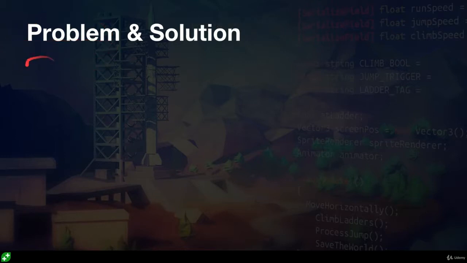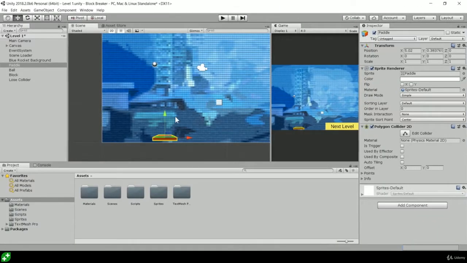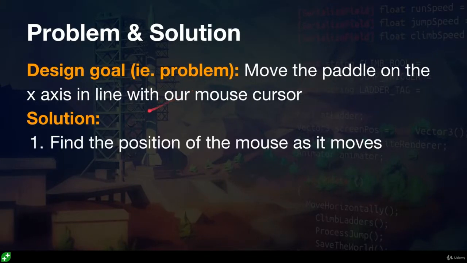What's our design problem or our design goal? And then how do we solve that? So our design goal here, in other words, our problem, is to move the paddle on the x-axis in line with our mouse cursor. That means that as I move my mouse left, move my mouse right, the paddle is also moving left and moving right. That's the challenge, that's the problem, and our solution has a number of steps to it.